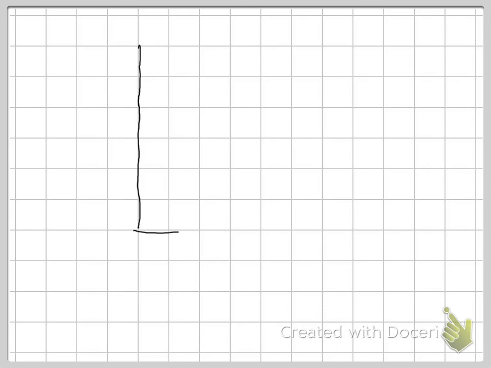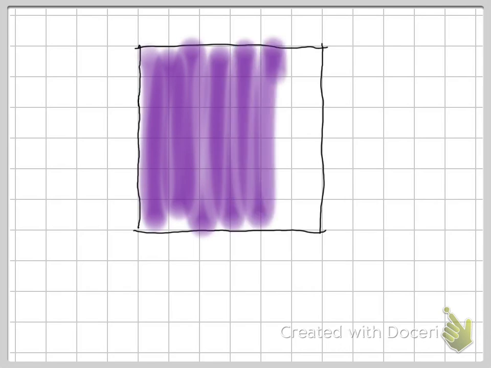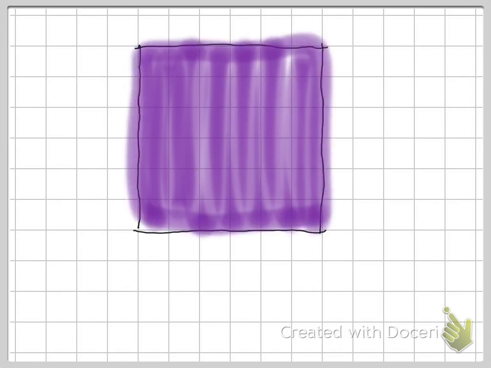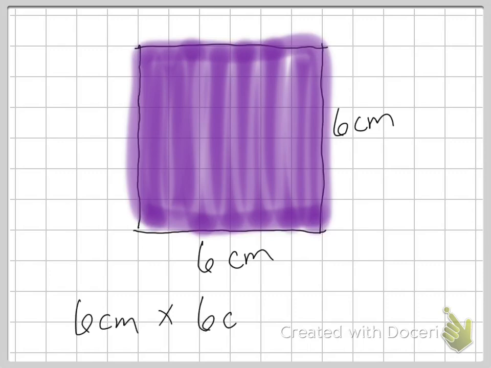Then I'd go across 6, up 6, and across 6. And then I would color it in. Okay, so this square is 6 centimeters by 6 centimeters. If I wanted to find the area, I'd multiply those together. 6 centimeters times 6 centimeters equals 36 square centimeters. 36 is what we call a perfect square.